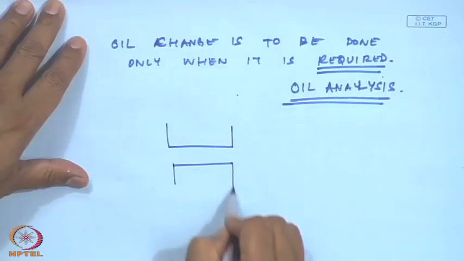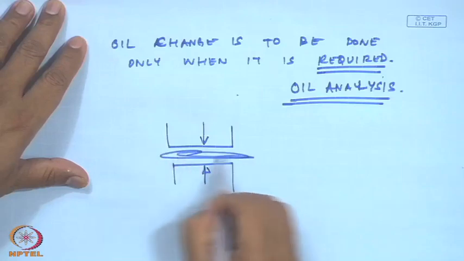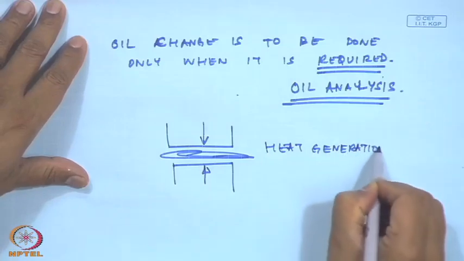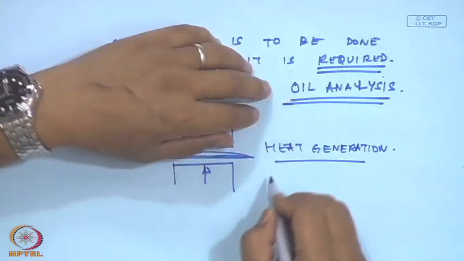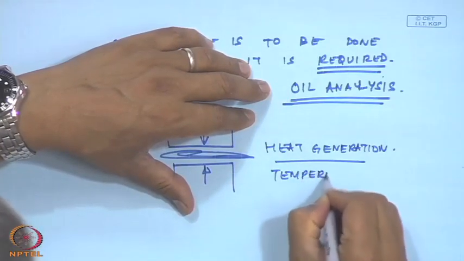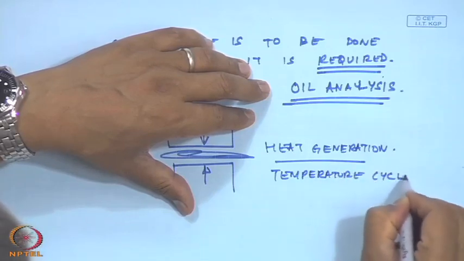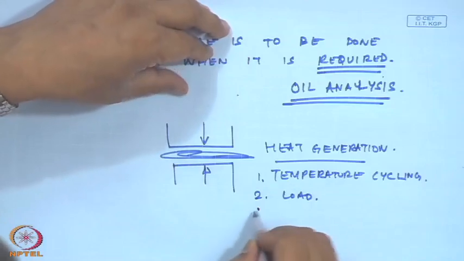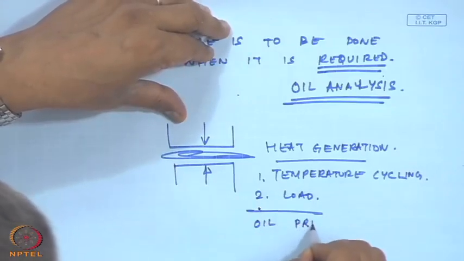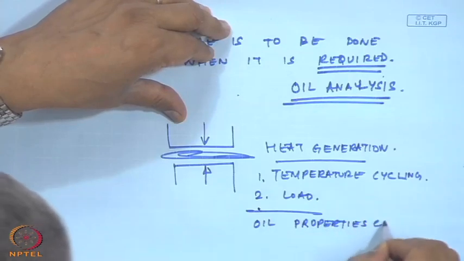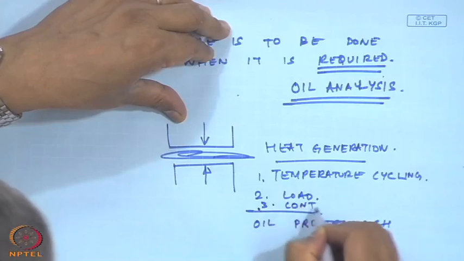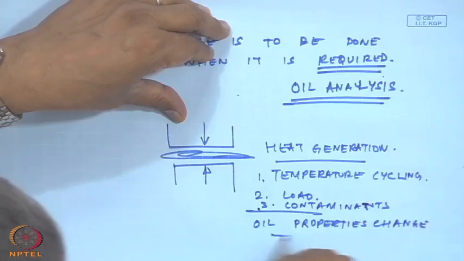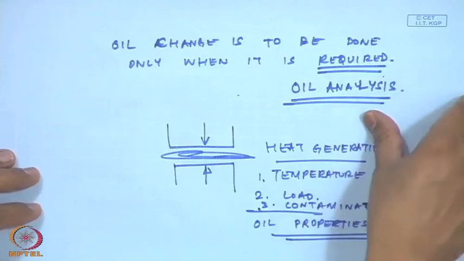because once two members are mating against each other, there will be a lot of heat generation. And if you shut down the machine, there will be a lot of temperature cycling. So, because of load, temperature cycling, etcetera, the oil is going to lose its properties, all properties change, and then of course the contaminant properties themselves change. So, we need to do the oil analysis.